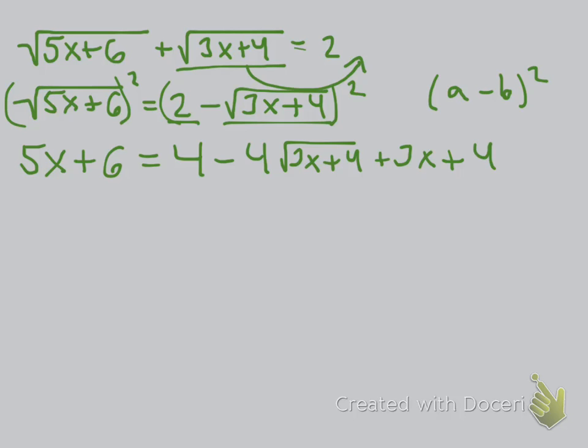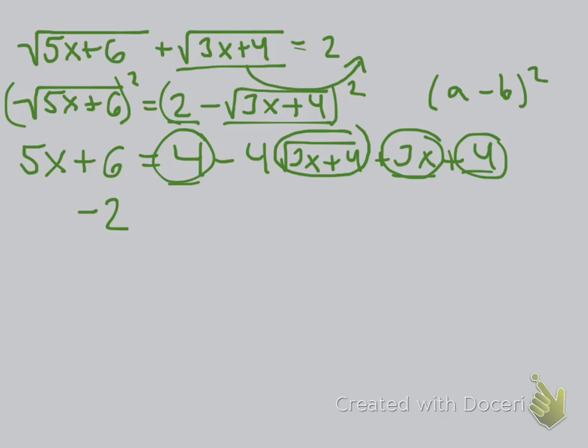So the problem here is I still have a radical floating around, but instead of having 2 radical expressions, I only have 1. So I'm going to go back and repeat the original procedure, which is I need to get the radical alone on one side of the equation. So I'm going to take this 4, this 3x, and move them to the other side of the equation. So 4 and 4 is 8. When I move that to the other side of the equation, I'll have negative 2. I also have 3x, I'll move to the other side by subtraction. So I have 2x minus 2 equals negative 4 root 3x plus 4.